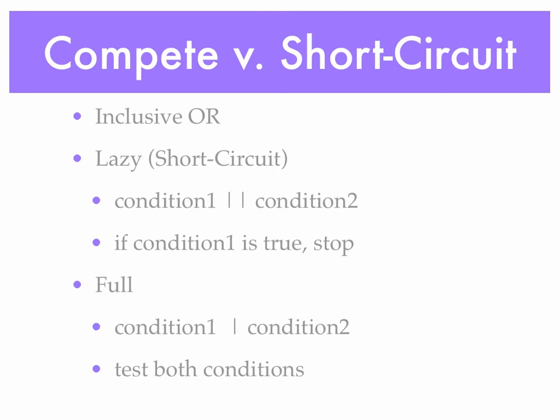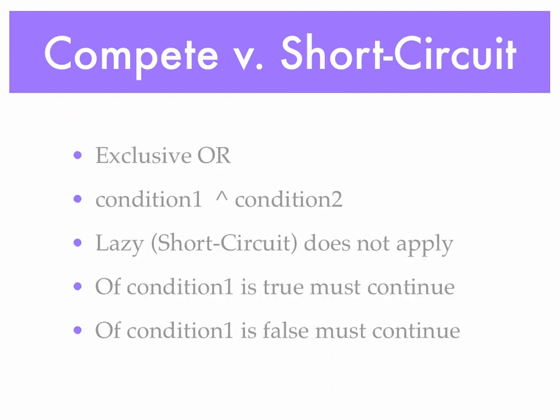In the or, I can do complete or short circuit evaluation for the inclusive or. Under lazy or short circuit evaluation, I'm looking at condition 1, condition 2. If condition 1 is true, I'll stop, because if condition 1 is true, I know under the inclusive or, it's going to evaluate in total to true. Because remember, the inclusive or is one or the other or both. Under full evaluation, I'm looking at condition 1 or condition 2. I'm going to test both conditions, because under full evaluation, I don't care if I know the answer already. I'm going to test the whole way through.